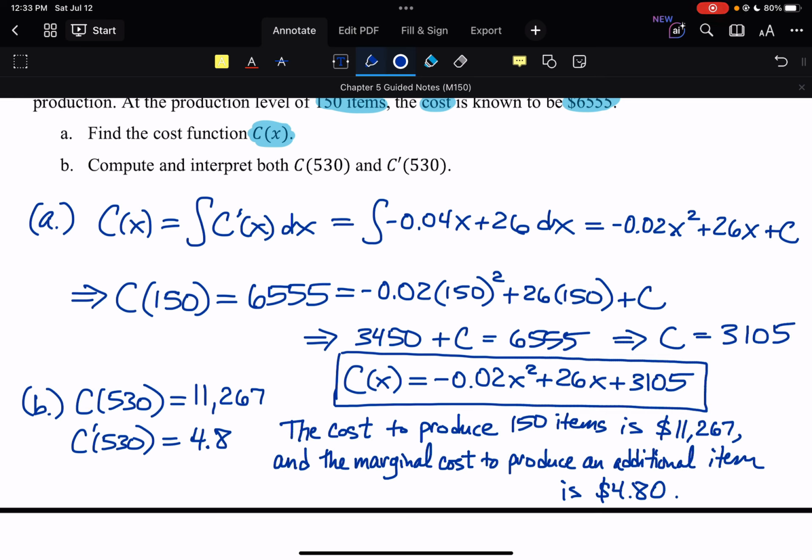So producing 530 items costs a little over $11,000. And if we wanted to produce that next item, it would produce an additional cost of $4.80 based on that marginal cost formula. But this brings us to the end of section 5.1, our introduction to integrals and antiderivatives. When we come back in the next section, we're going to be looking at more techniques, how we can solve more integrals and different types of functions. We've got a lot of stuff coming up in these next couple of chapters, so I will talk with you all in the next section.